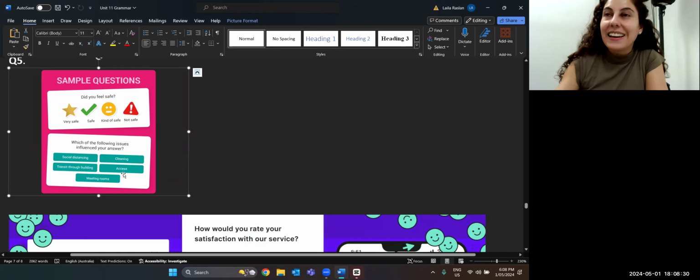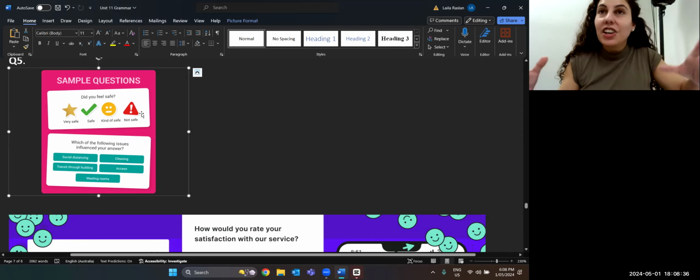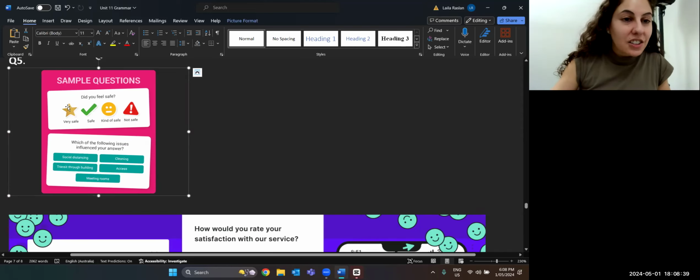we can see that they use stars, ticks, emojis. Okay, so you can have a question and you can put an image with the question. It makes it more fun, and I can quickly circle what I felt. So, did you feel safe? Which of the following issues influenced your answer? So again, you can have questions like this, and you can just tick which answer is for you.